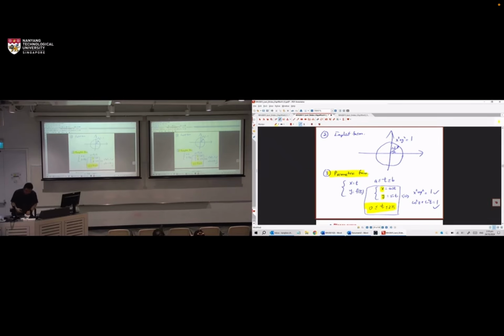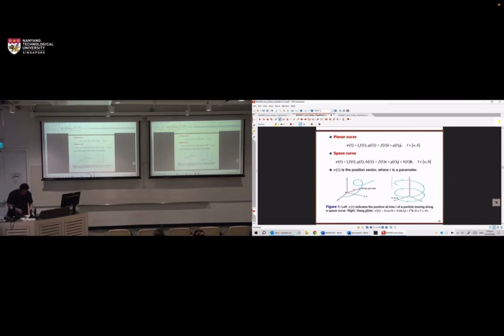So, we will be spending some time to develop the idea for parametric form. These are some terminologies. Planar curve, that is the definition, that is the meaning. Space curve is with i, j, k. Take note of the notation here. And then r(t) is the position vector, where t is a parameter. So at different t values, you substitute inside the formula, you will get different positions.